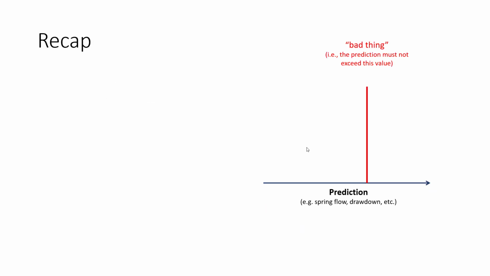Just a quick recap before we get started. So our goal when modeling is to make a prediction of the impact of some management decision on some decision-critical outcome. Decision makers will usually want to know whether if they implement a planned action, then will some bad thing happen?